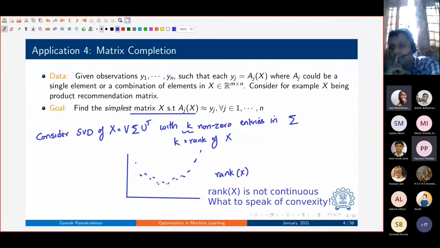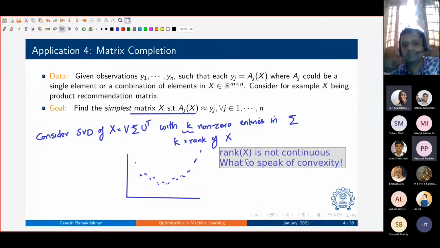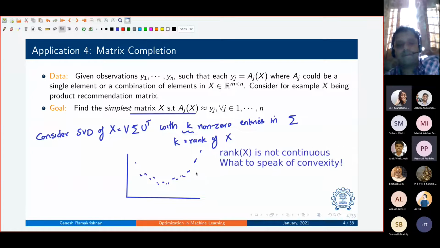So what you can do instead is look at sigma. I want to ask you, how would you use sigma? I told you that there are k entries, the rank entries, which are non-zero in sigma. But the entries in sigma themselves are continuous. So what can I do with sigma? Can I make use of sigma to approximate the rank? Any suggestions?